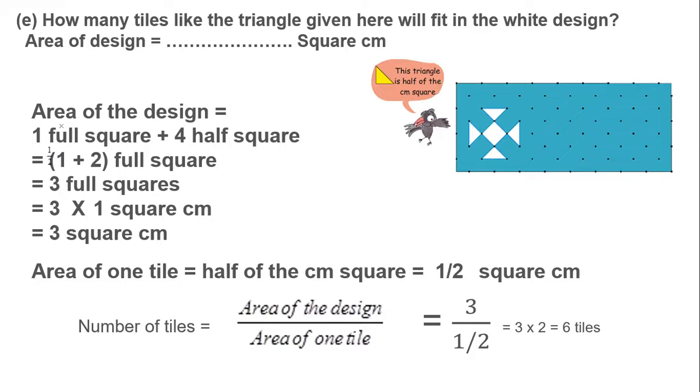These two triangles, if you add, will become one full square. So these two will make one square, and these two will make one square. So 3 squares. The area will be 3 square centimeters. Now look at the design. How many such tiles can be kept?